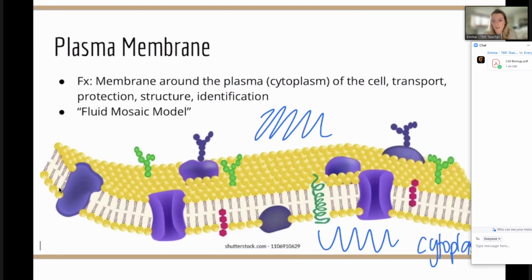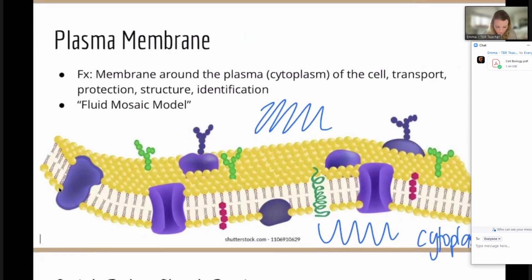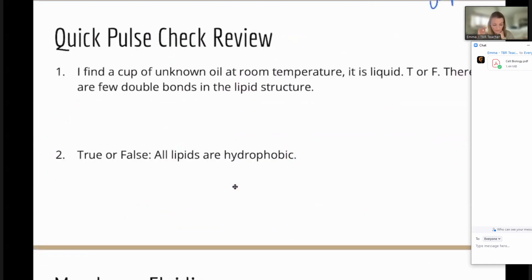We've got two review questions here. They're just true false questions, and you can write in the chat what you think. If I find a cup of unknown oil at room temperature, it's liquid. The question is true or false: there are few double bonds in this lipid structure. Just generally, don't get too detailed.